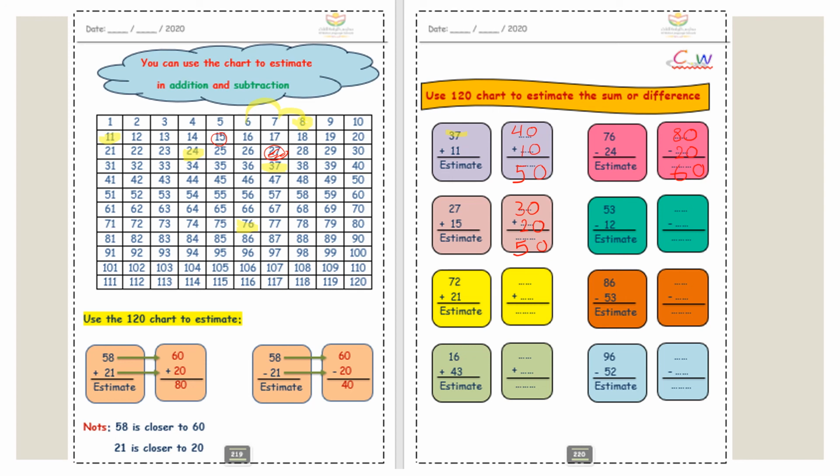Or you can use the 120 chart to find the sum. Go to the 3 and then add 2, so it's 1, 2 steps, 5. Okay, now I will leave you to do this page, complete this page and the next pages.